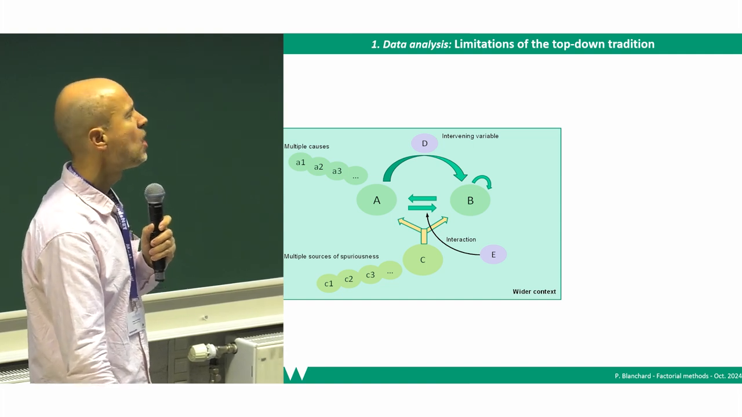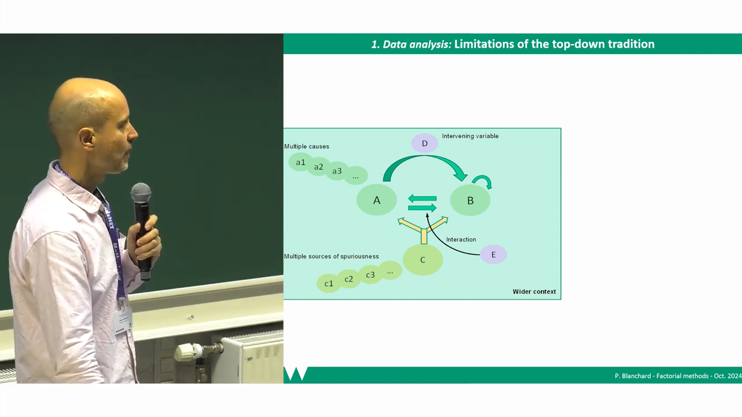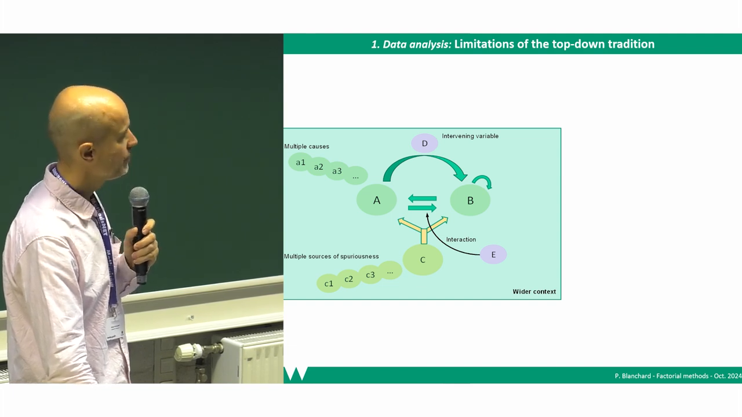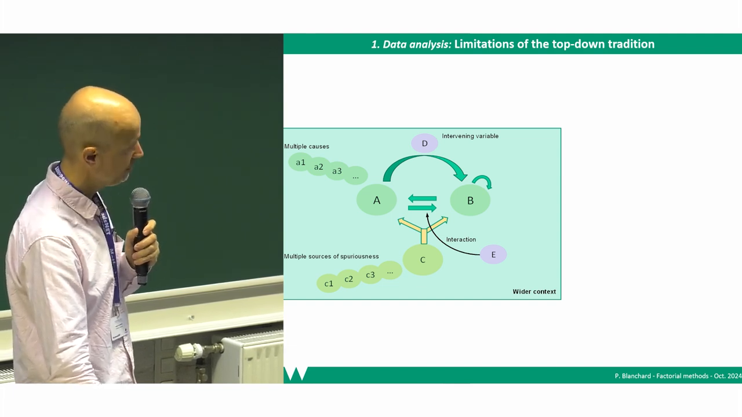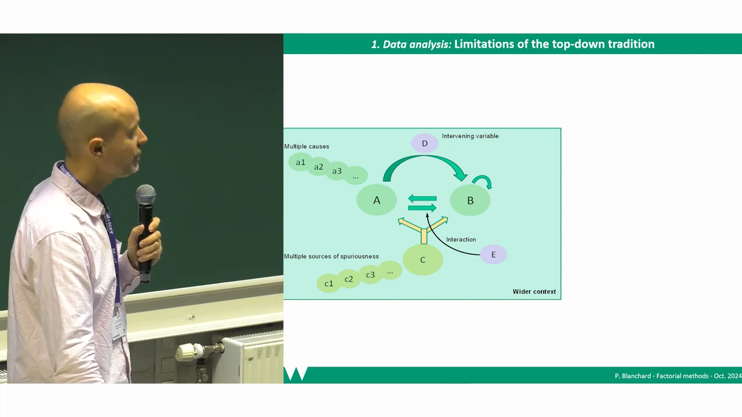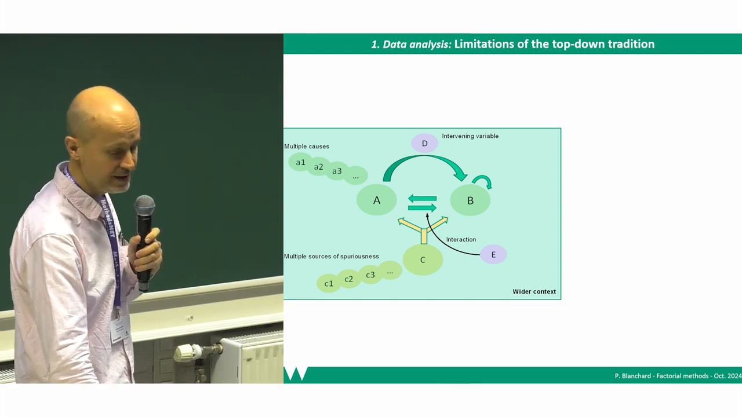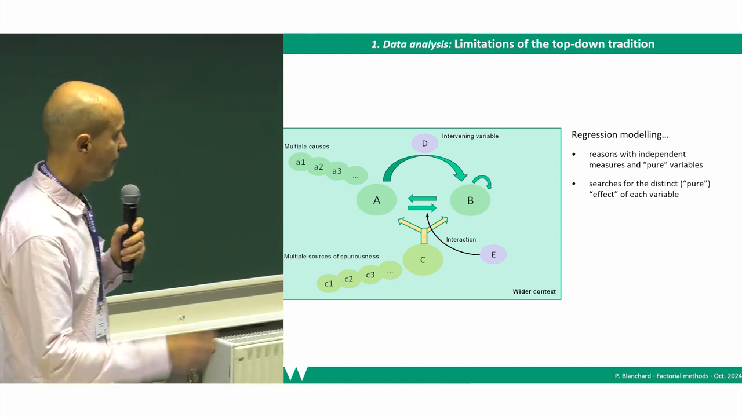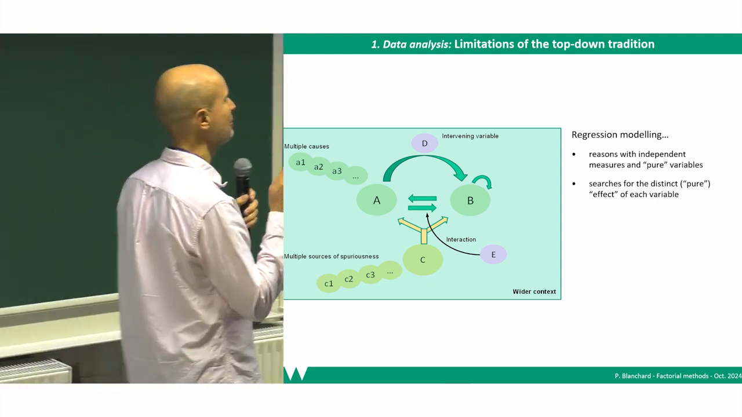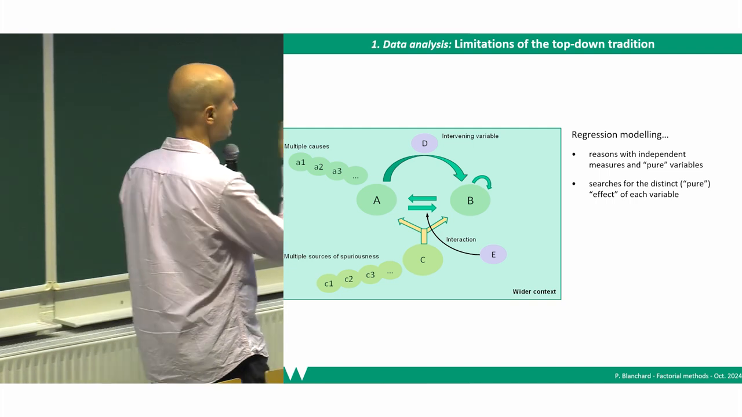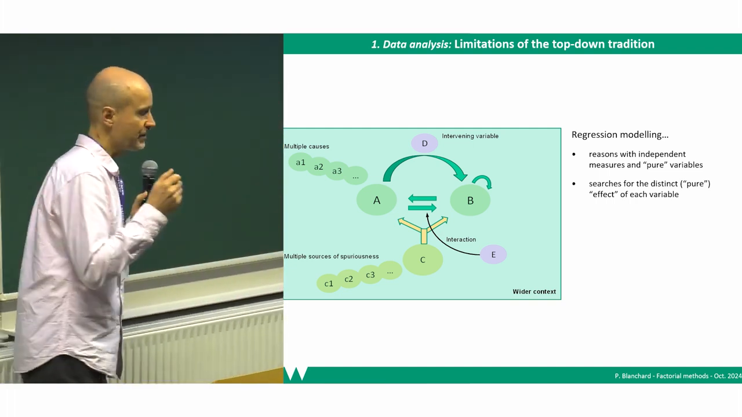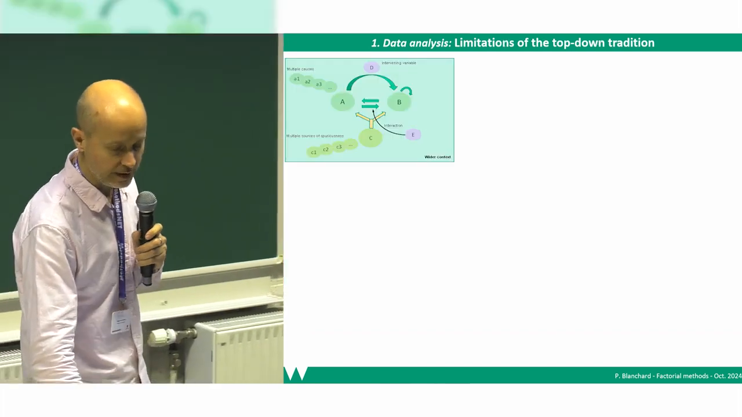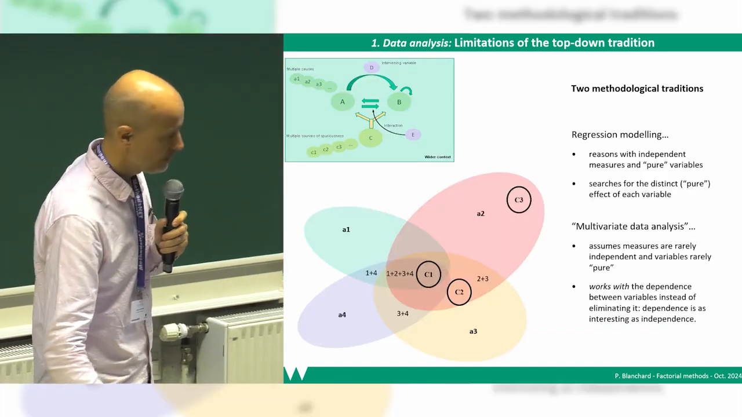So that's the classical approach to variable data analysis, variable-centered data analysis. You look for the relationship between A and B, and then you have complication with A's and C's and D's and E's and regression modeling. If I talk more specifically about a certain method, it reasons on pure variables, and searches ideally for the pure effect of each variable.